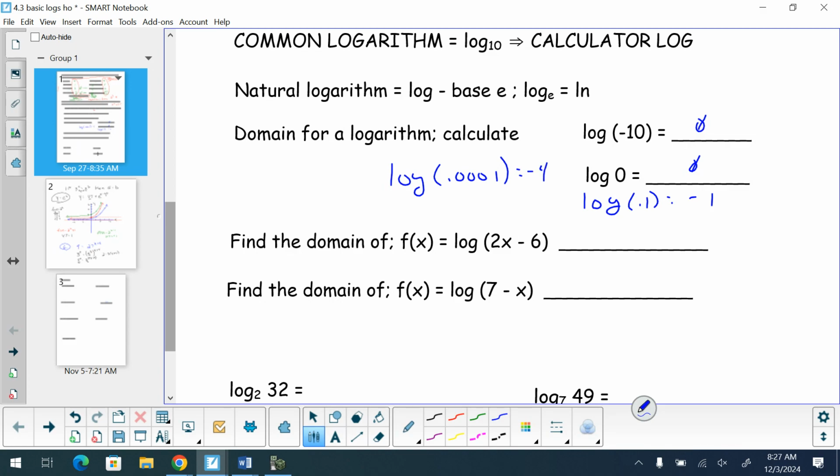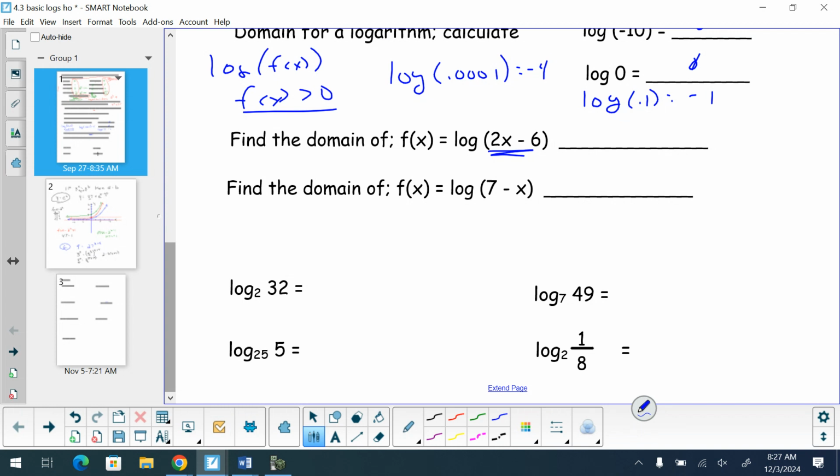But if I take the log of 0, I have an empty set. I take the log of a negative, that's an empty set. So we cannot take logs of negative numbers, and we cannot take logs of 0. So whatever we're taking a log of has to be greater than the value of 0. So if I have a log of some function f of x, that f of x must be greater than the value of 0.